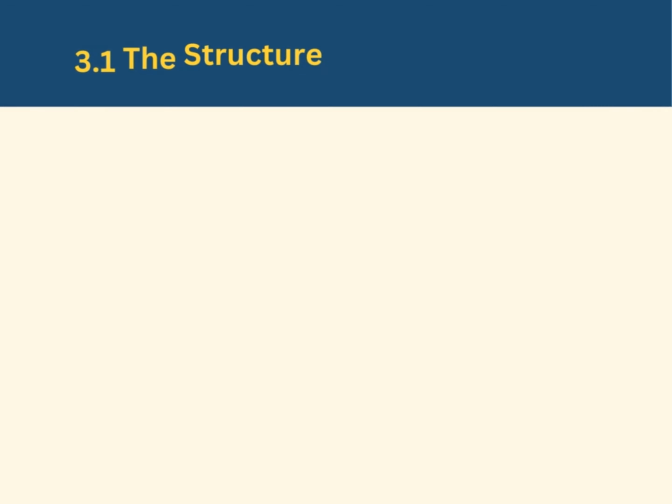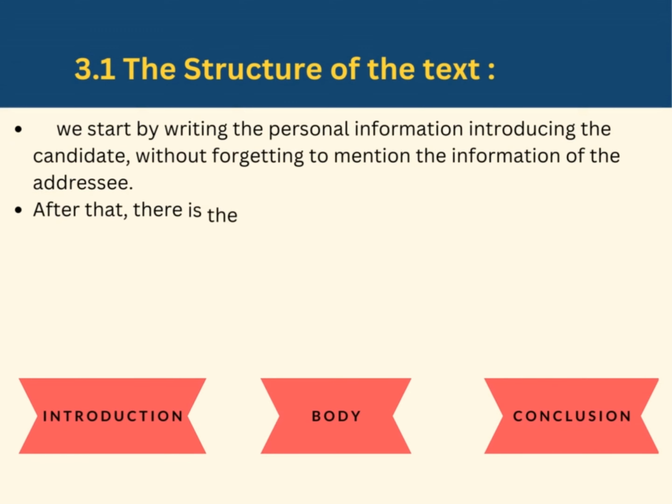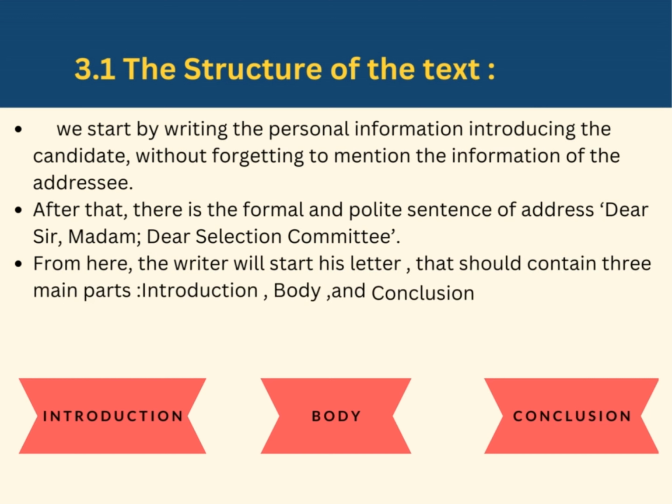Let's start with the structure of the text. In this letter, we start by writing the personal information, introducing the candidate, without forgetting to mention the information of the addressee, which means to whom the letter is sent. After that, there is the formal and polite salutation to the addressee: Dear Sir, Dear Madam, Dear Selection Committee, etc. From here, the writer will start his letter, which should contain three main parts: the introduction, body, and conclusion.